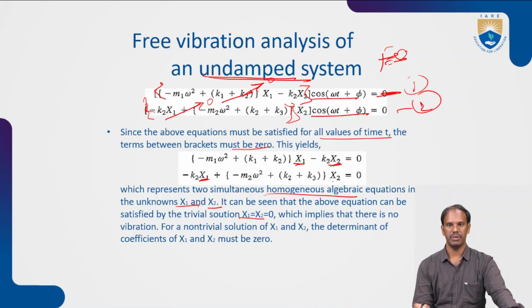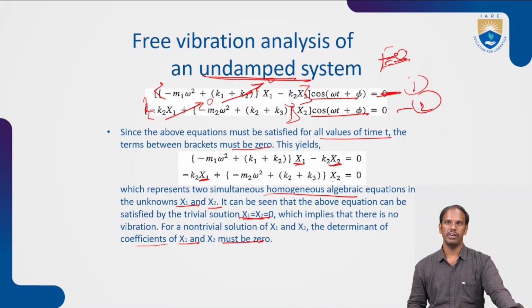It is a homogeneous algebraic equation. Once it is taken as x equals 0, meaning x1 equals 0 and x2 equals 0, there is no vibration because the force is 0. If there is no force, automatically the vibration will be reduced to 0. For a non-trivial solution of x1 and x2, the determinant of the coefficients of x1 and x2 must be zero. So this zero equation comes into the undamped systems.